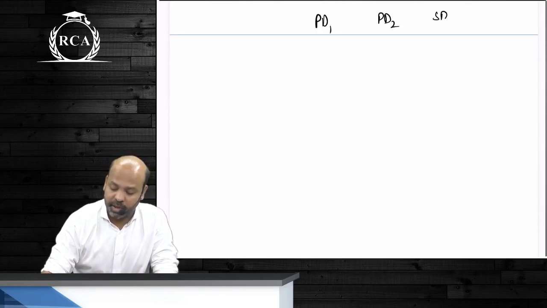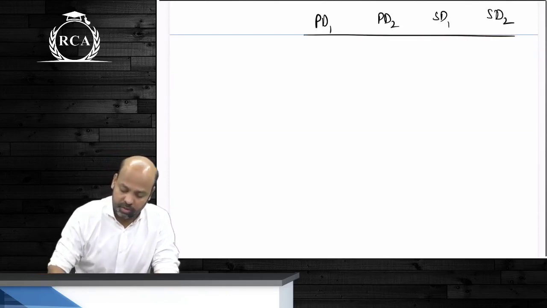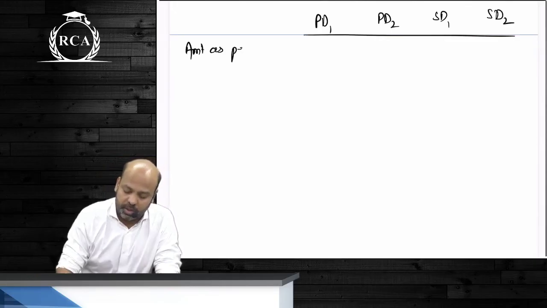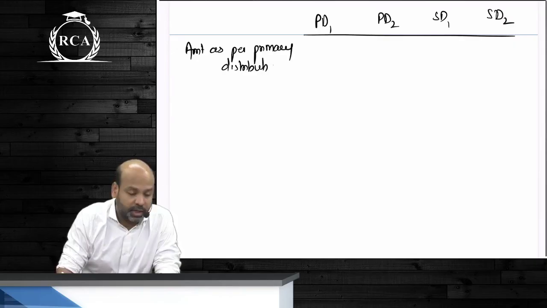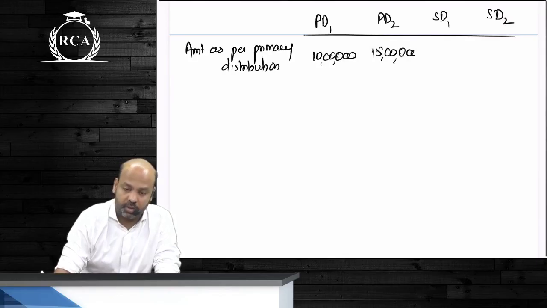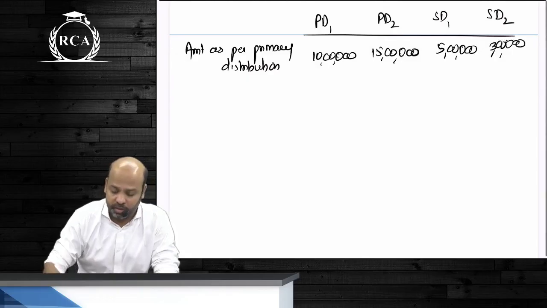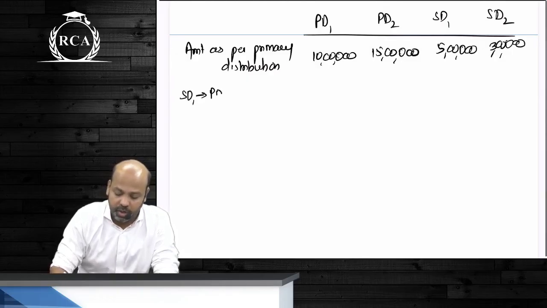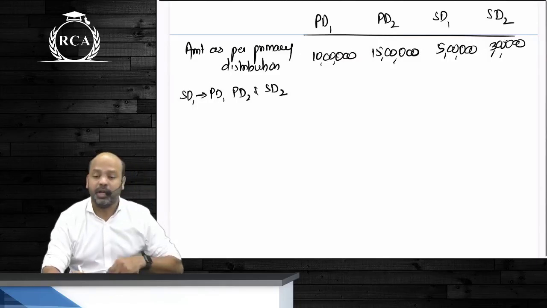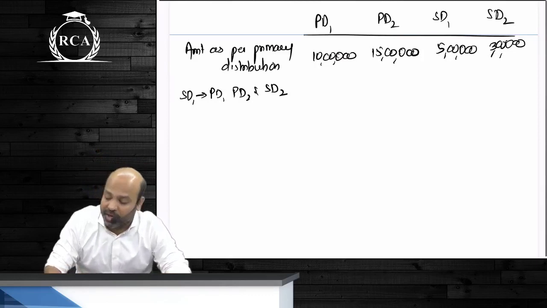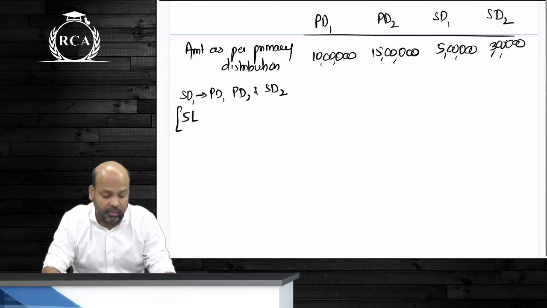Write the same amounts beta that we wrote earlier. What was the amount as per primary distribution? Amount as per primary distribution, guys. 10 lakhs, 15 lakhs, 5 lakhs, and the order of reapportionment is relevant only under step method, which means it is important which department you are reapportioning first. Answer will not change, number of steps will change. So when I reapportion PD1, PD2, SD1 beta, I will have to reapportion that to PD1, PD2 and SD2. What is the amount that we are reapportioning? 5 lakhs. In what ratio are we reapportioning?